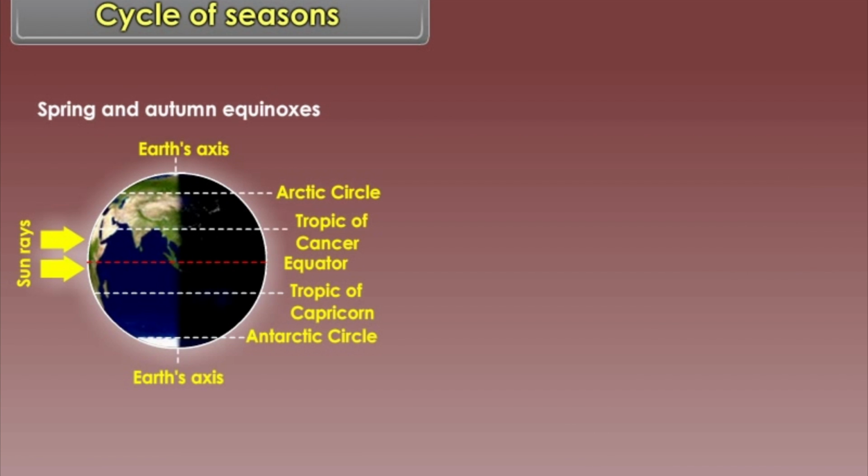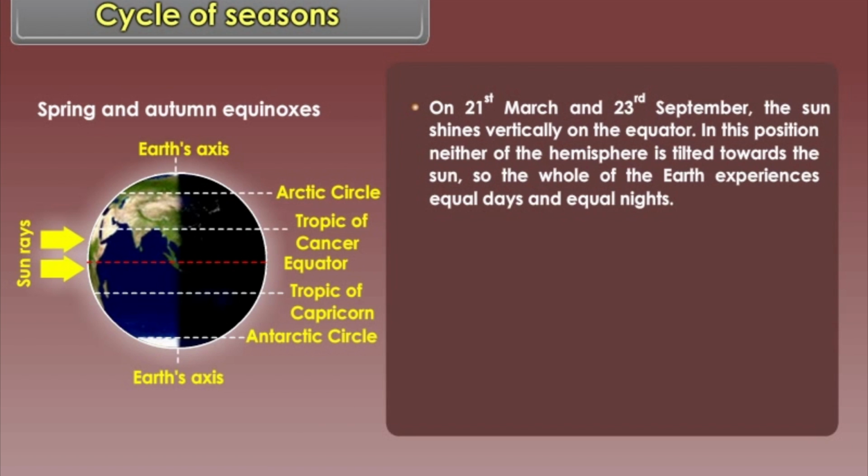Spring and autumn equinoxes. On 21st March and 23rd September, the sun shines vertically on the equator. In this position, neither of the hemispheres is tilted towards the sun, so the whole of the earth experiences equal days and equal nights. It is neither very cold nor very hot all over the world.